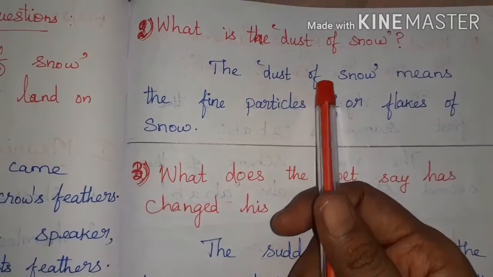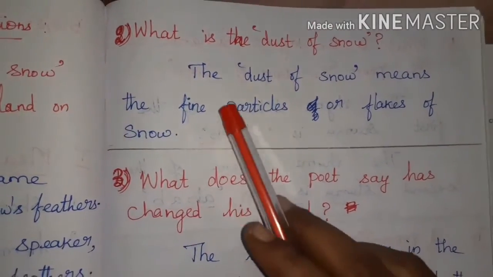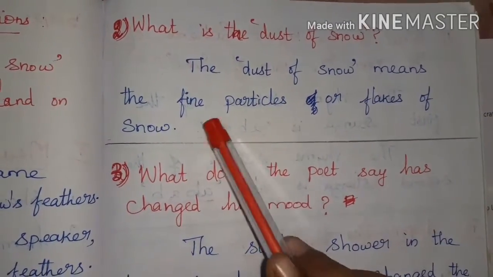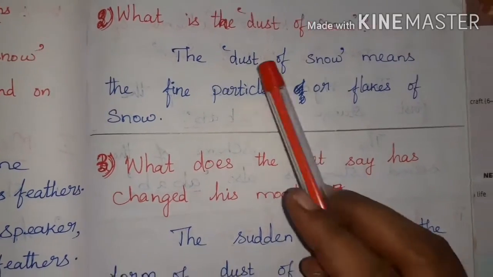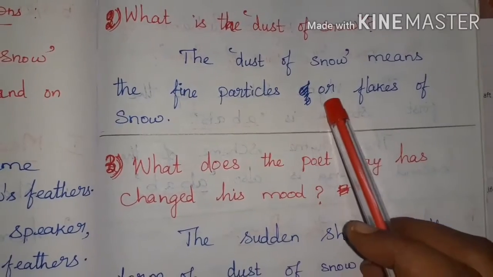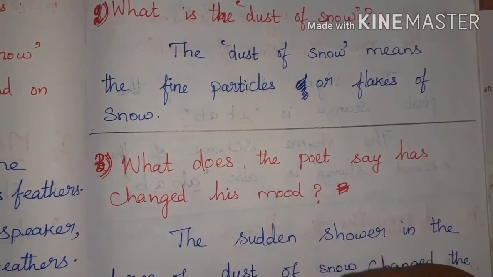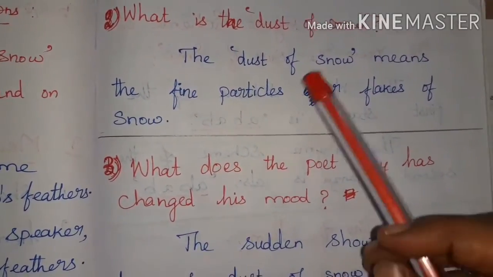Second question is, what is the dust of snow? What is meant by dust of snow? The dust of snow means the fine particles or flakes of snow. Flakes of snow, you know, isn't it? The corn flakes you have seen, no. Like that, snowflakes will be there. Fine particles means small particles.